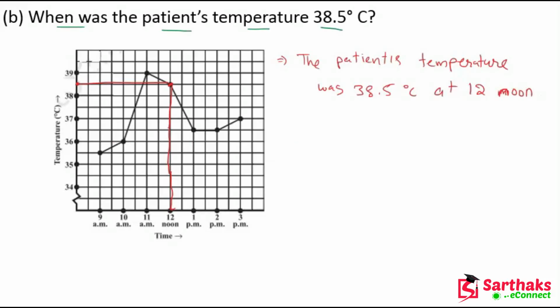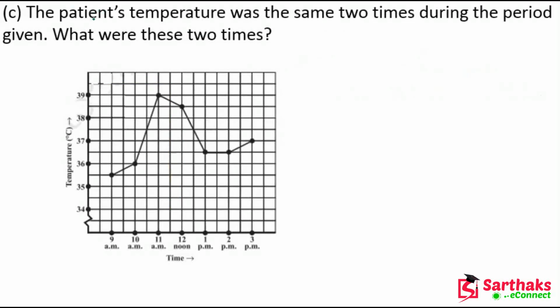Simple. Now the next question is, the patient's temperature was the same two times during the period given. So what were these two times? If you observe this, you can see that at 1 p.m.